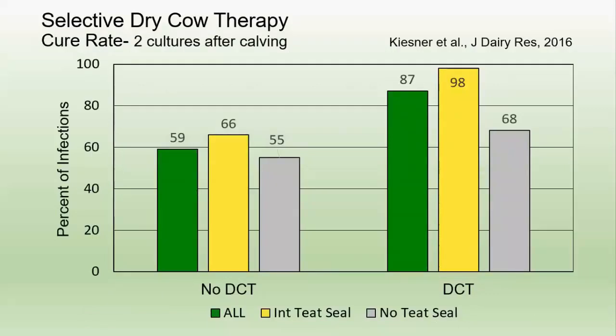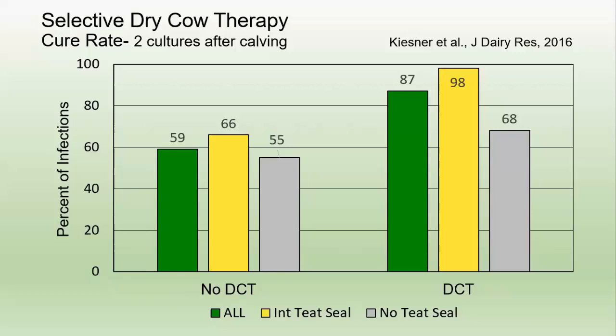When comparisons were made between cows who got no dry cow therapy, or no DCT, on the bottom, or dry cow therapy, you can see that in this case the percent of cures was different. Cows that received no dry cow therapy overall did have a lower cure rate over the dry period. That is, if they had an infection at dry off, they were still infected after calving.